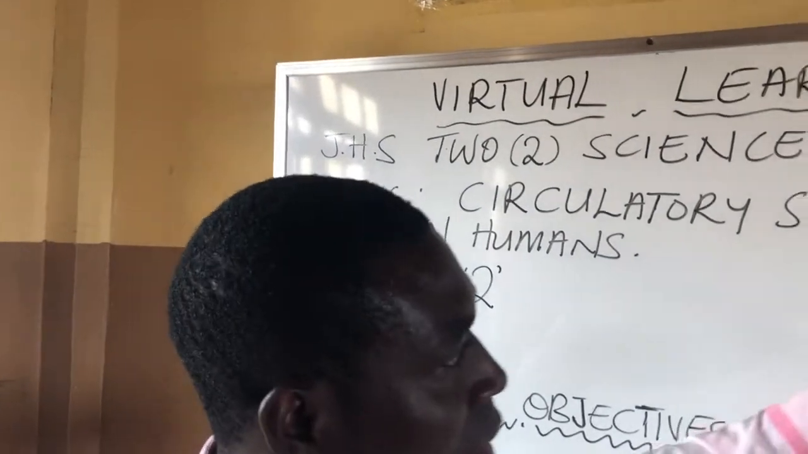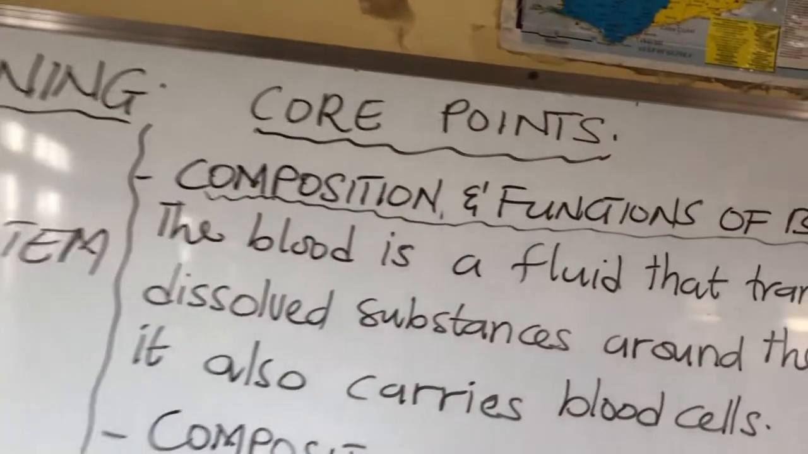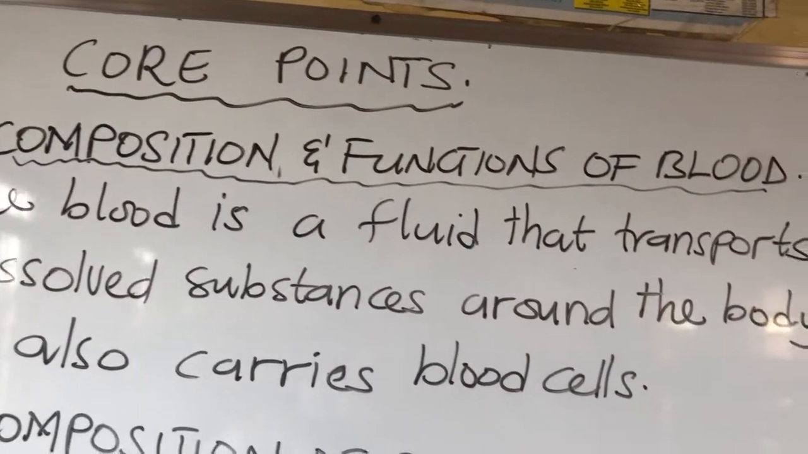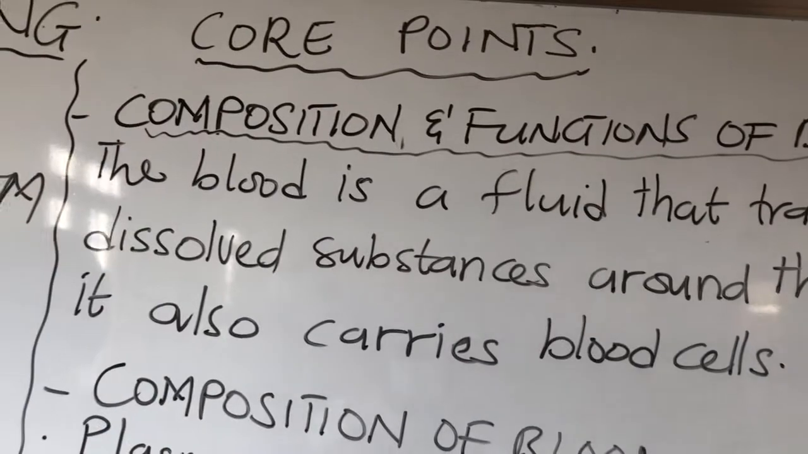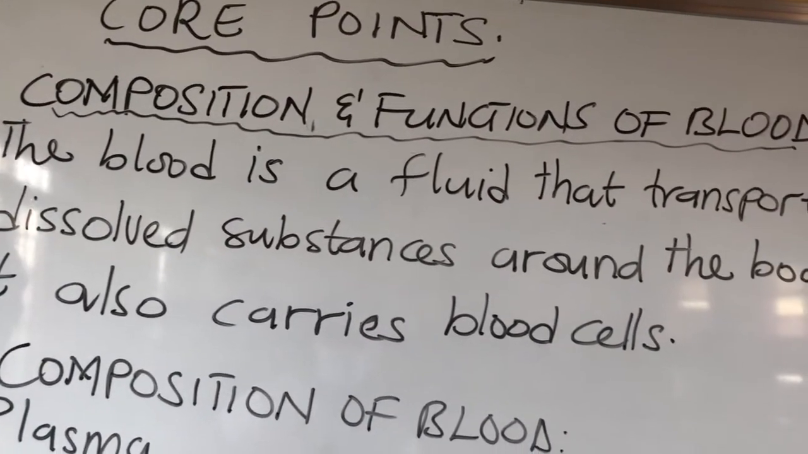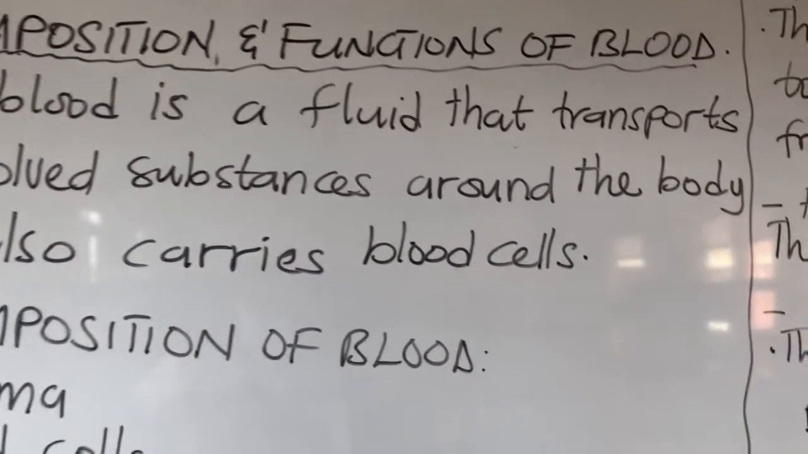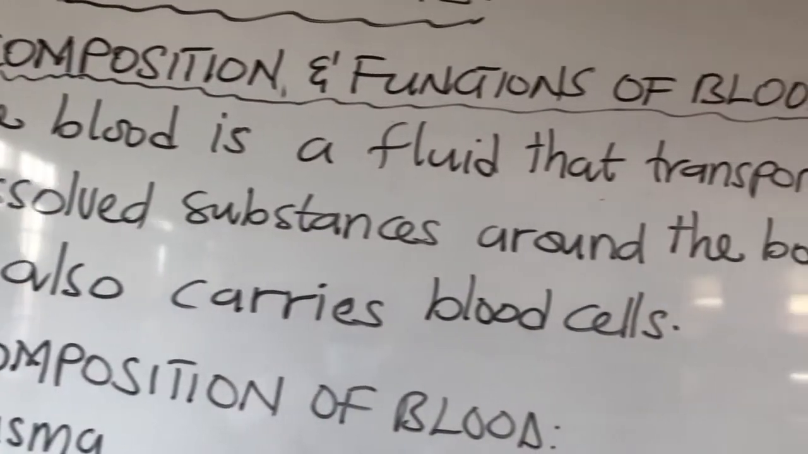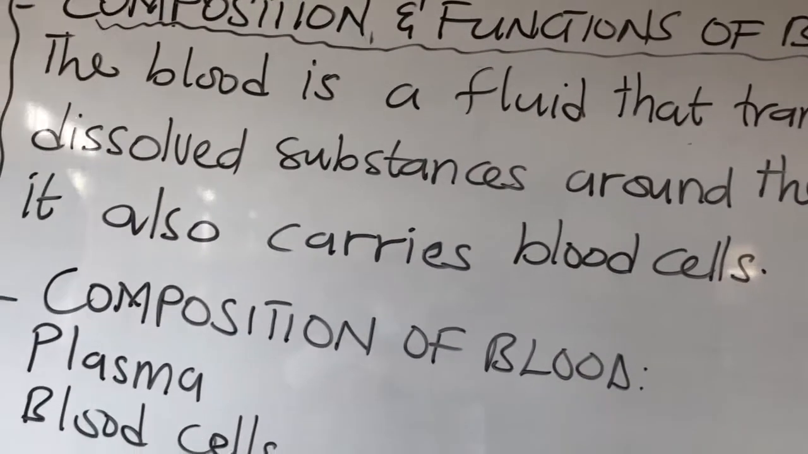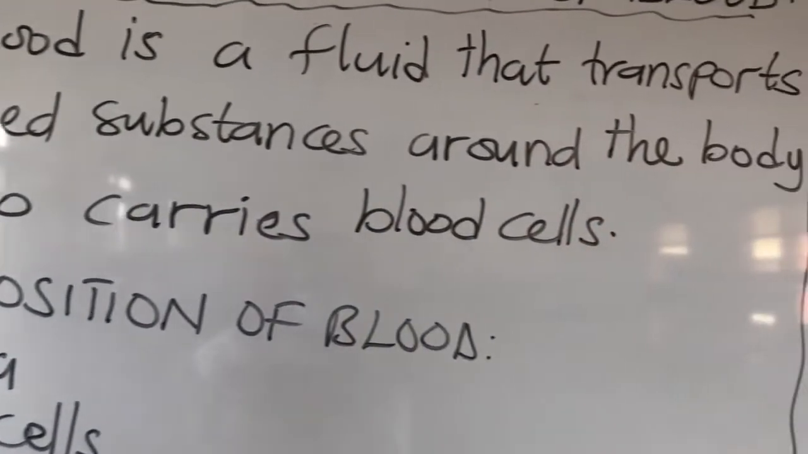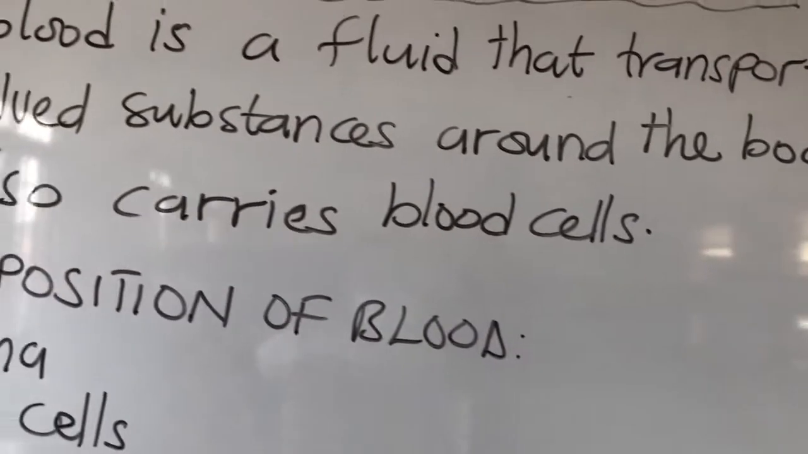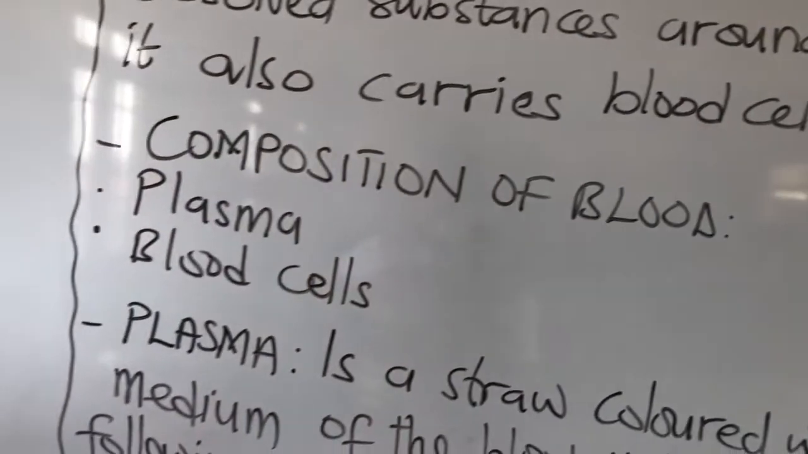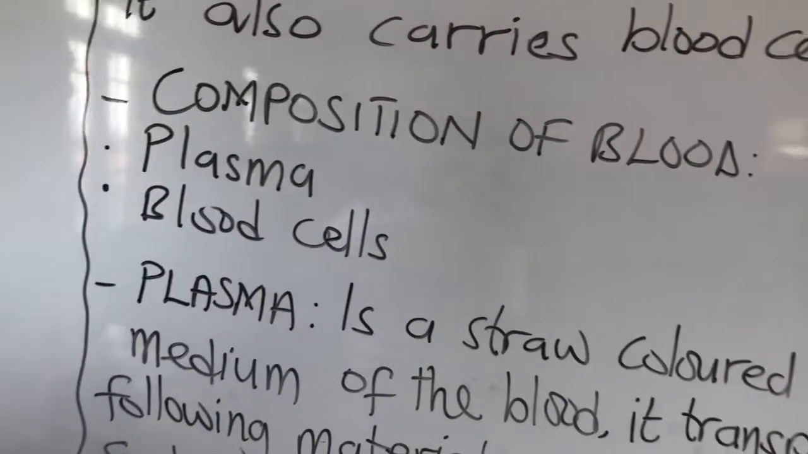Blood is a fluid that transports dissolved substances around the body, and it also carries blood cells. So we have blood cells and we have the blood itself. Now, blood is made up of plasma and blood cells. That is the composition of blood.